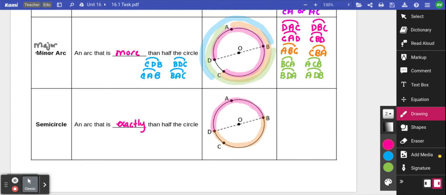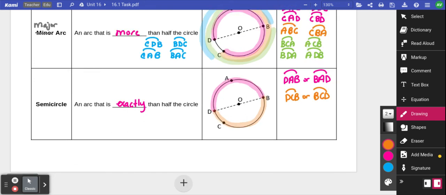And so my answer would be that the top semicircle would be DAB. We could also call that BAD and reverse the order of the letters. And the bottom semicircle would be DCB, and we could reverse that and call it BCD as well.